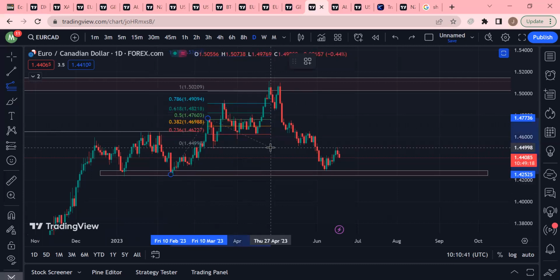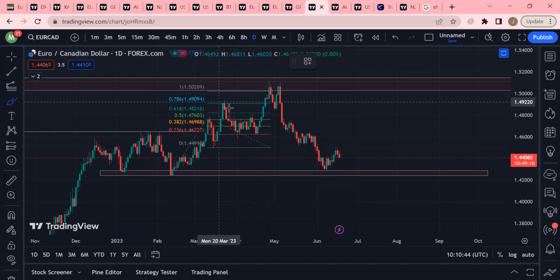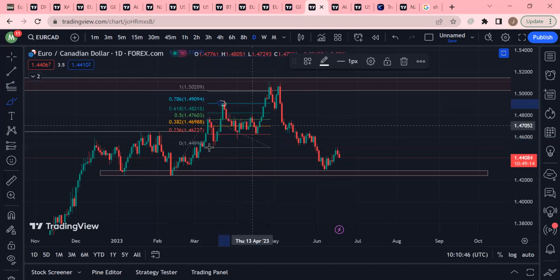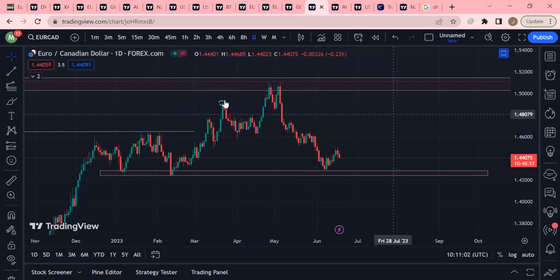So if this was today, we would have taken this trade to the 0.786 retracement level, from 44500 to 4900. That's about 400 pips to the upside. That would have been a very, very good risk to reward trade for you. This is what we do as market structure traders.